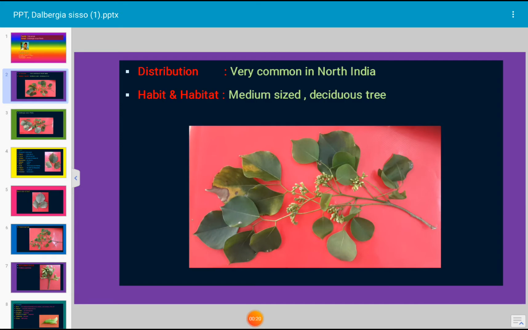Distribution. It is a very common tree in North India. Even in Maharashtra, this tree is very common. Habit and habitat. It is a medium-sized tree. It is a deciduous tree.